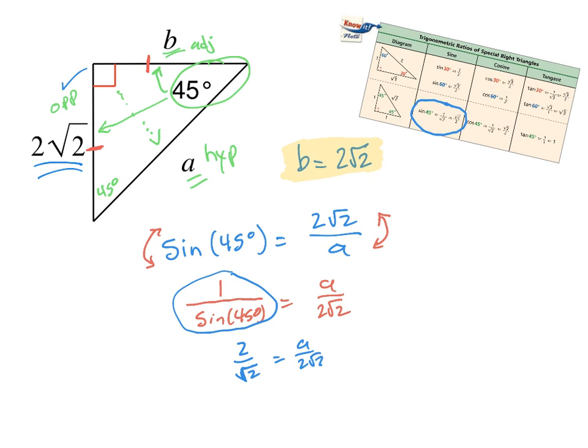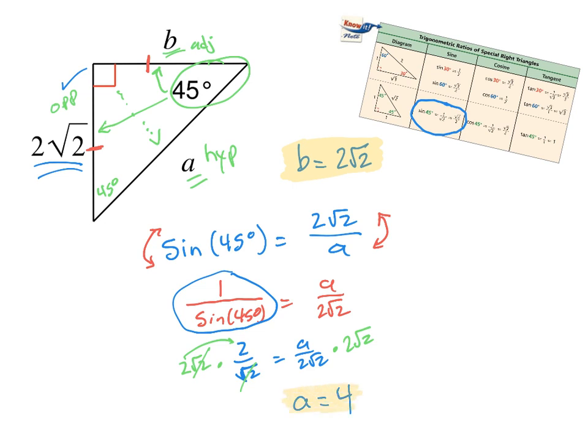We're going to multiply both sides by this denominator. 2 square root of 2, 2 square root of 2. And these square root of 2's just cancel. And this is just 2 times 2, so this is just 4. So A, the hypotenuse, has a measure of 4 units, and we are done.